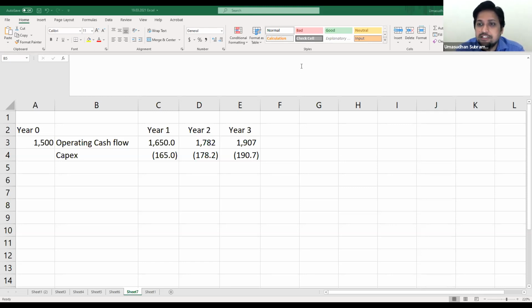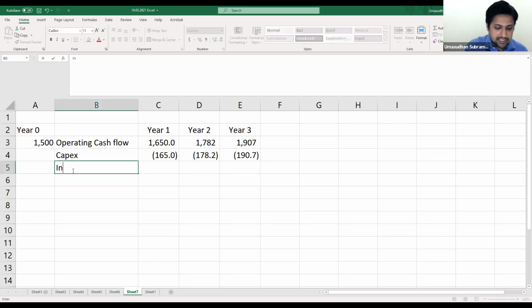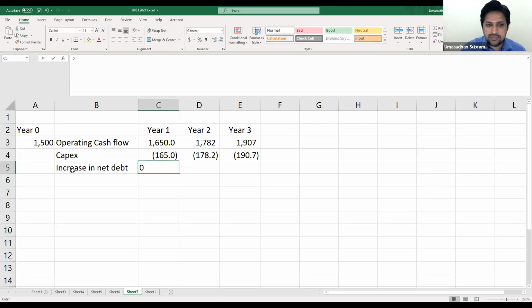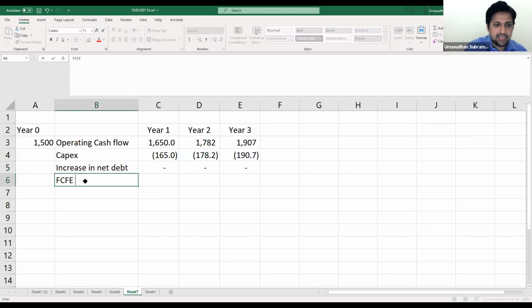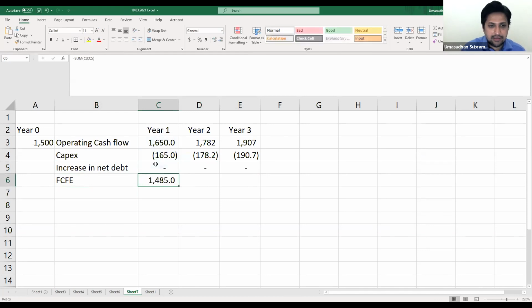Your CapEx is 165. I assume it's 10% of your operating cash flow. And then increase in net debt. Increase in net debt, I assume it to be 0. Most of the analysts assume this to be 0, by the way. So you say this is 0, right? And then you say, what is your FCFE? So that's going to be the sum of this, and then the sum of this.